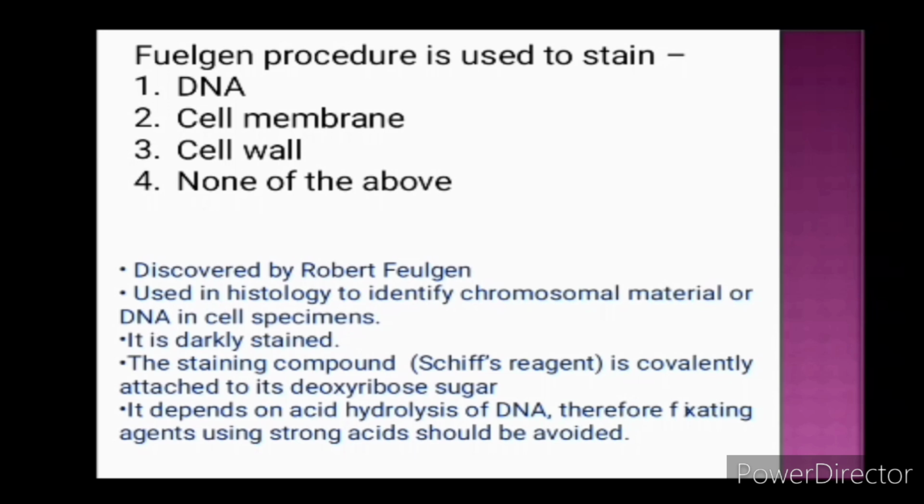Next question. The Feulgen procedure is used to stain option 1 DNA, option 2 cell membrane, option 3 cell wall, and option 4 none of the above. And the correct answer is option 1, DNA. This procedure was discovered by Robert Feulgen, and according to him, this procedure is named the Feulgen procedure. It is used in histology to identify chromosomal material or DNA in cell specimens.